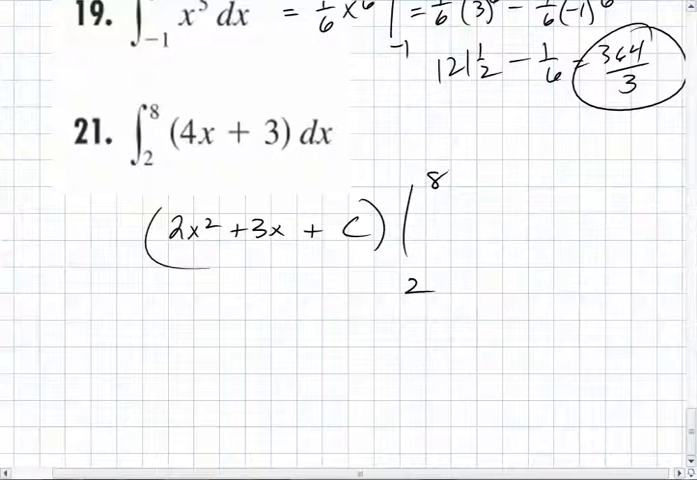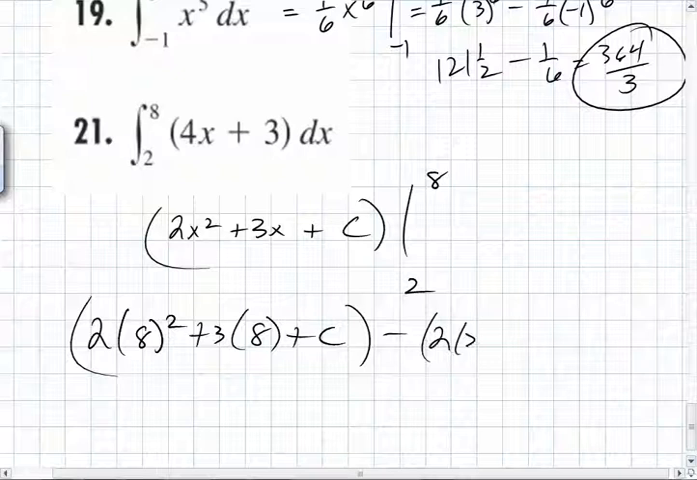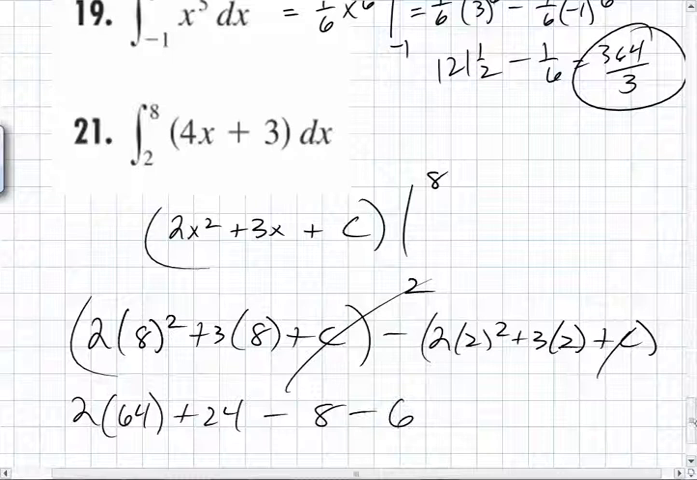So now you just plug in. So 2 times 8 squared plus 3 times 8 plus c. And what are you subtracting? 2 times 2 squared plus 3 times 2 plus c. What cancels? The c's always are out of there. So you end up with a numeric answer. 2 times 64 plus 24 minus 8 minus 6. Does that sound right?